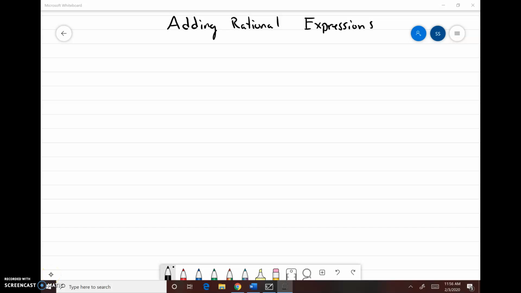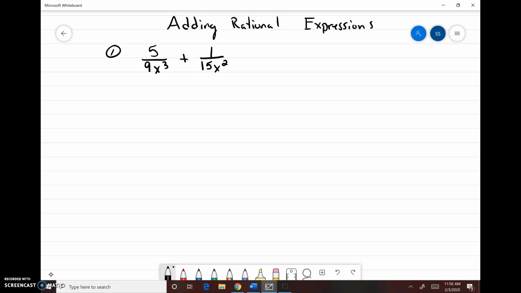Hello everyone, in this video I want us to look at a few examples of how to add rational expressions. So the first one we're going to look at is 5 over 9x cubed plus 1 over 15x squared.